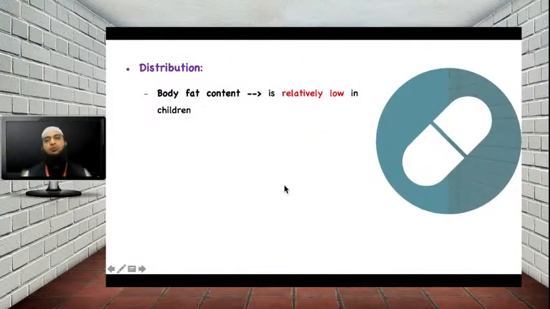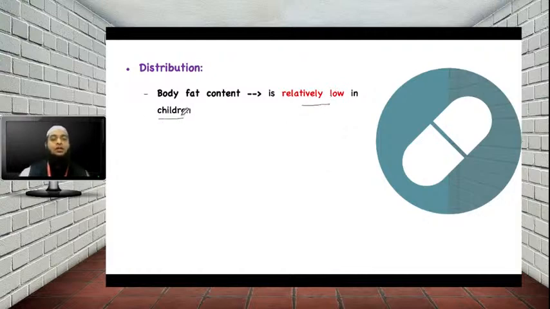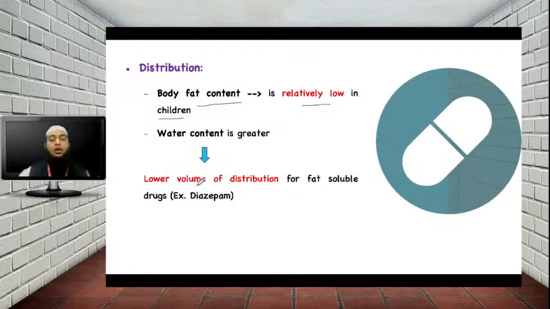So we have seen the absorption of the drug. Now let's see how distribution is affected in pediatric patients. In pediatric patients, the body fat content is relatively low in children. So it is exactly the reverse of what we studied in the last lecture. In the elderly, we studied that the elderly patient has more volume of distribution for fat soluble drugs, right? So here there is a lower volume of distribution for the fat soluble drug.